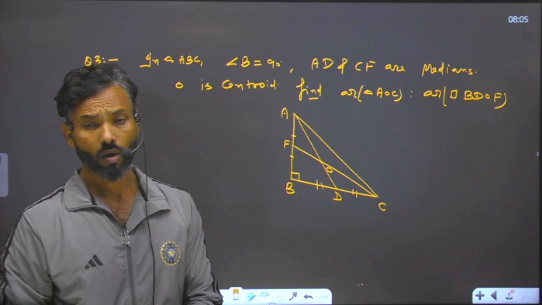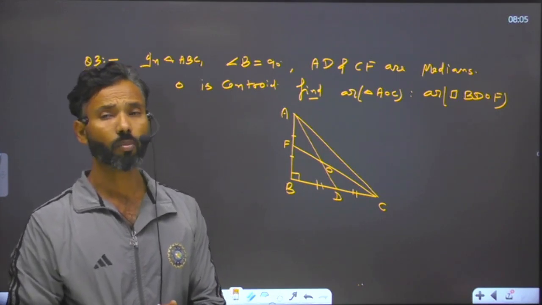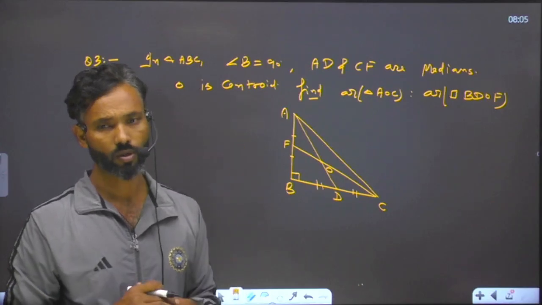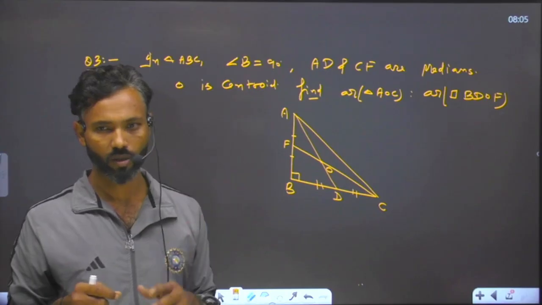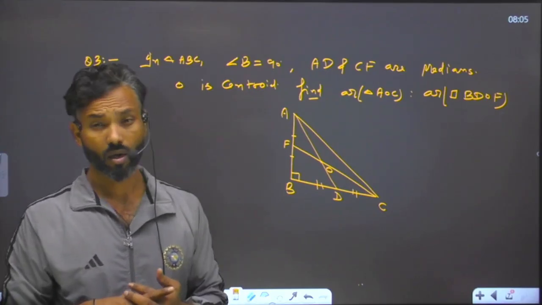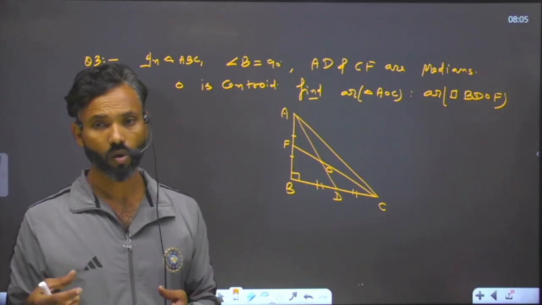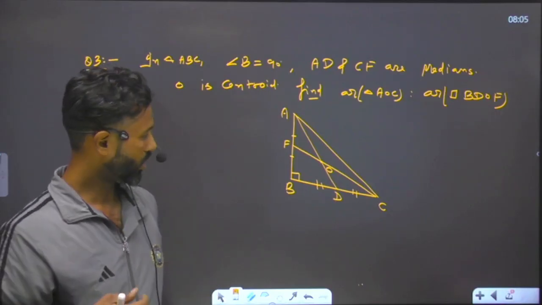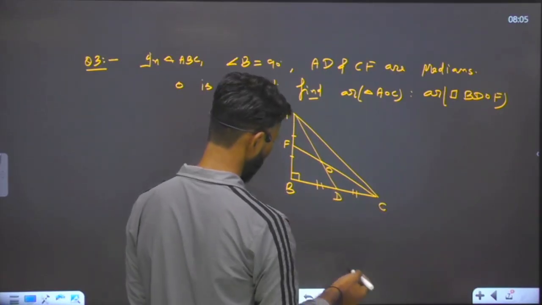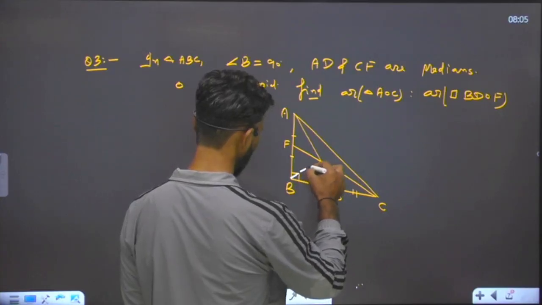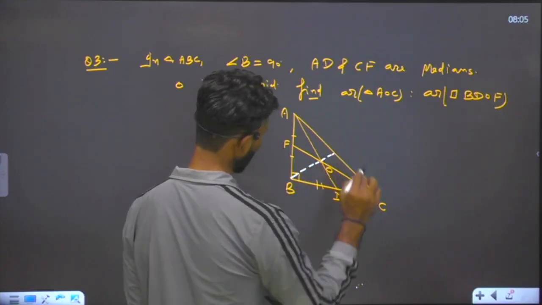Now tell me, how many medians have been provided in the question? The question instructs us to drop only two medians, and we can construct the third median on our own. So we are dropping the third median too. Now we have dropped all three medians.